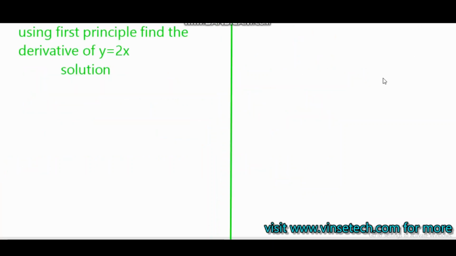So let's move to the second example. Using the first principle, find the derivative of y is equal to 2x.